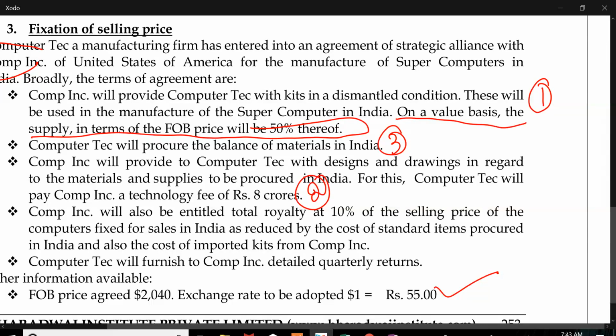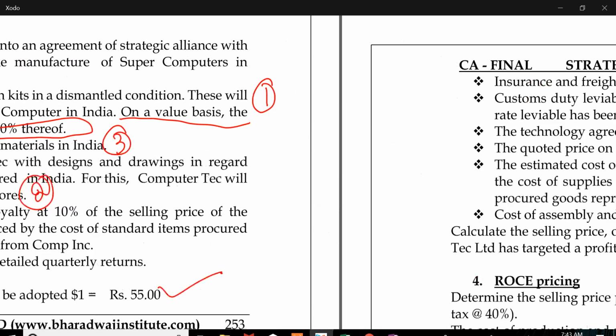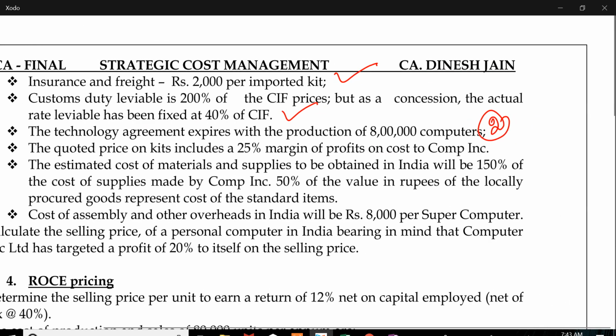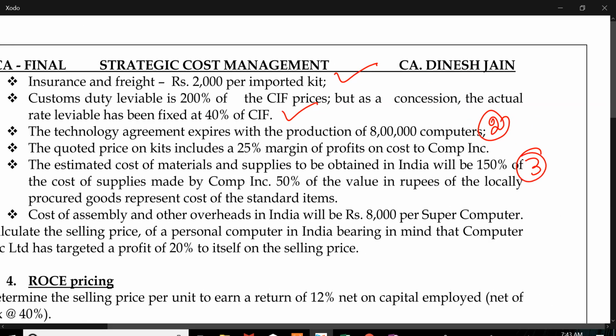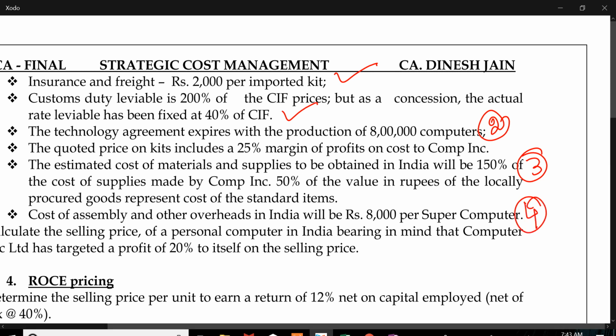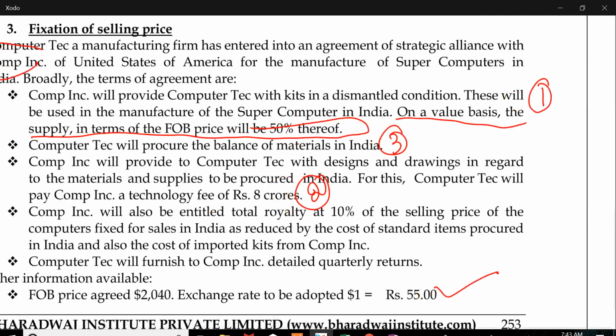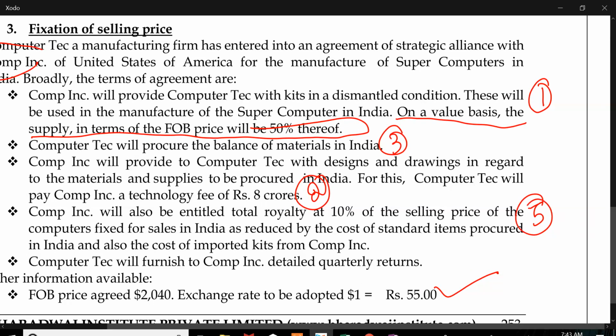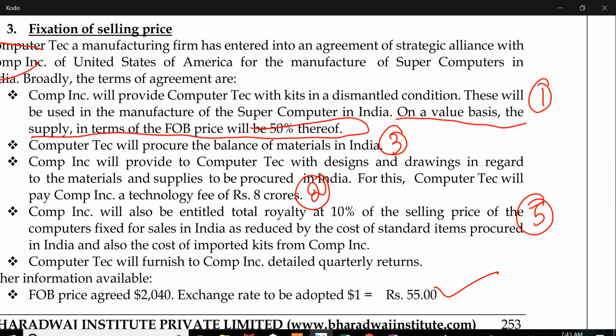Compinc will procure the balance of materials in India. I have to procure some materials in India, which is given here. Estimated cost of materials and supplies to be obtained in India will be 150% of the cost of supplies. Fourth is assembly and other overheads. And the fifth cost is royalty. There is some equation given, so I'll have to try to find what royalty they are saying. All these 5 costs put together, add a profit, and we fix the selling price.